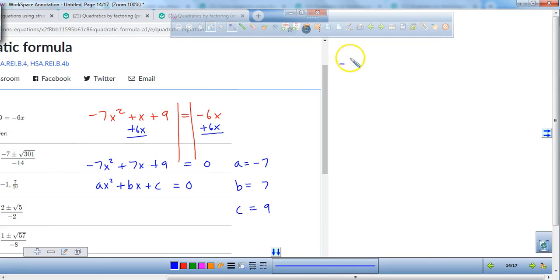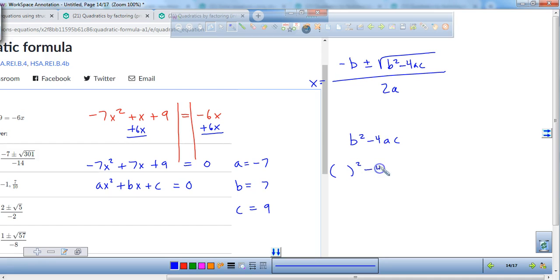Going to write down the quadratic formula. x equals -b plus or minus the square root of our discriminant, which is b squared minus 4ac, all over 2a. All right, first thing we're going to do is find the value of our discriminant, which is b squared minus 4ac. Always use parentheses because they matter. We're going to plug in a 7 for our b value, a -7 for our a value, and a 9 right here for our c value. So we're going to put 49.